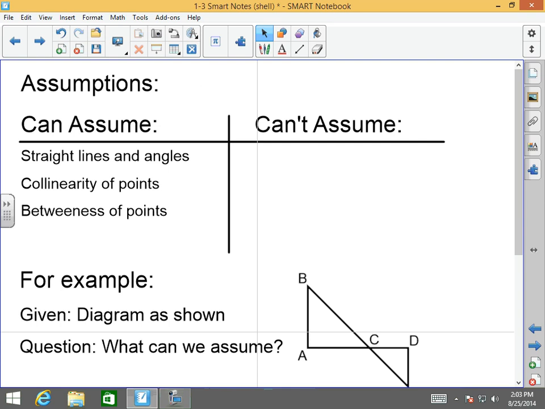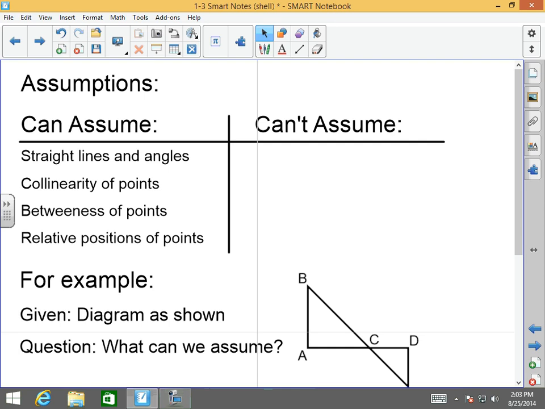And last but not least, you can assume relative position. Point A is to the right of point C. Point D is above point E. Point A is to the left of point B, etc.